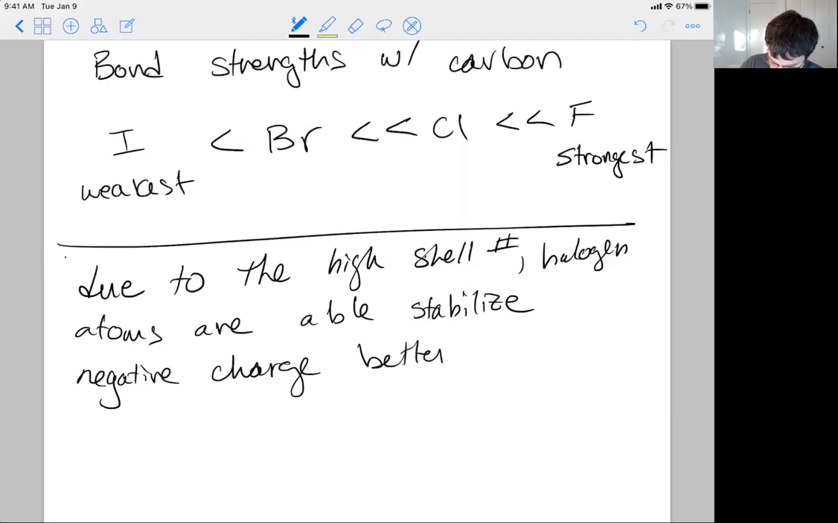Better than most electronegative elements.